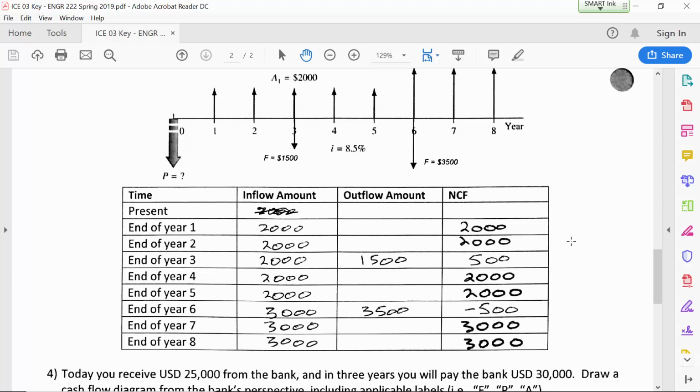So you can see that we have inflows every year, outflows on 2 of the years, and then the net cash flow is the difference between the inflow and the outflow. So NCF is in minus out. So it's 2,000, 2,000, and in year 3, it's only 500 because that's the net difference between the inflows and the outflows.